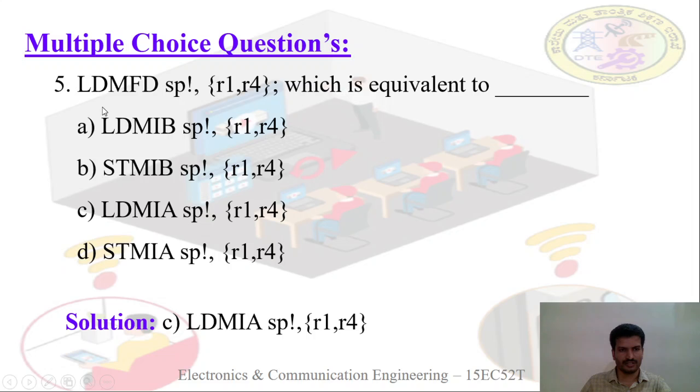B and D are STM, so these two are wrong. So from the options, either A or C: LDMIB or LDMIA. LDMFD is equivalent to LDMIA. So C is the right answer.